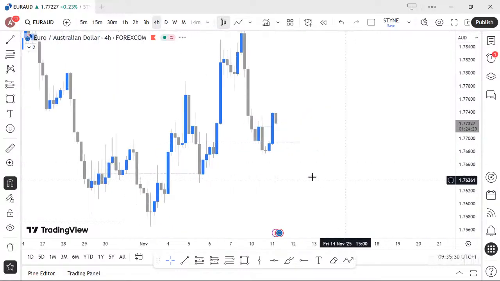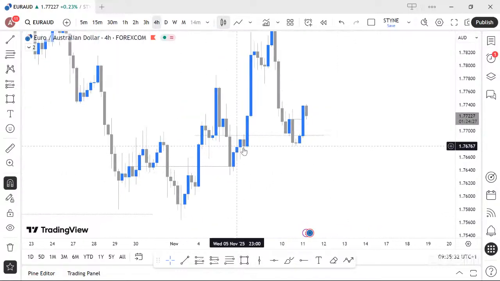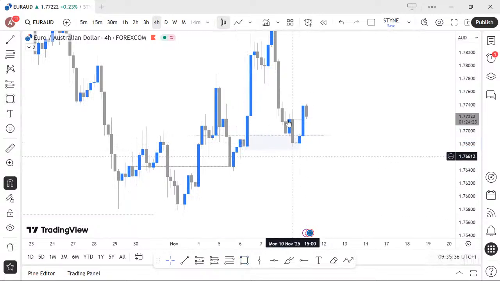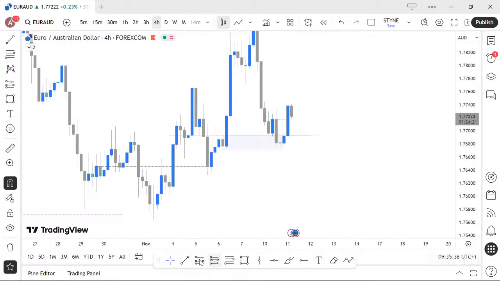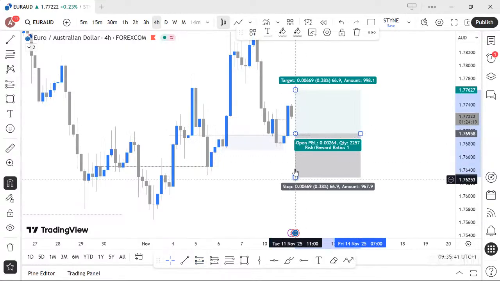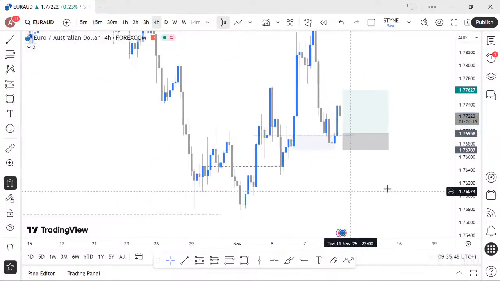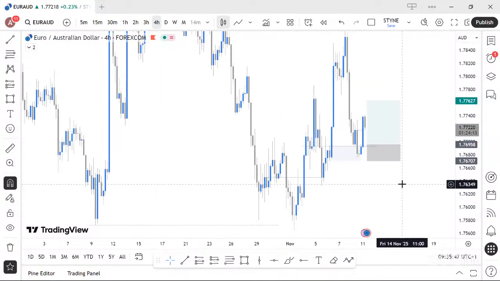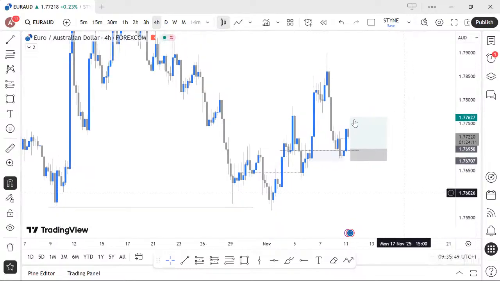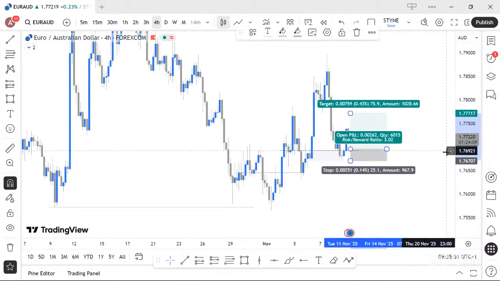Okay, let me see the 4 hours again. Price was reacting off this OB, and then has done a new expansion. Okay, so this is an interesting place that Euro AUD will want to buy from. Please remember what I always say: manage your risk properly. So if you do 3 hours, that's not bad.